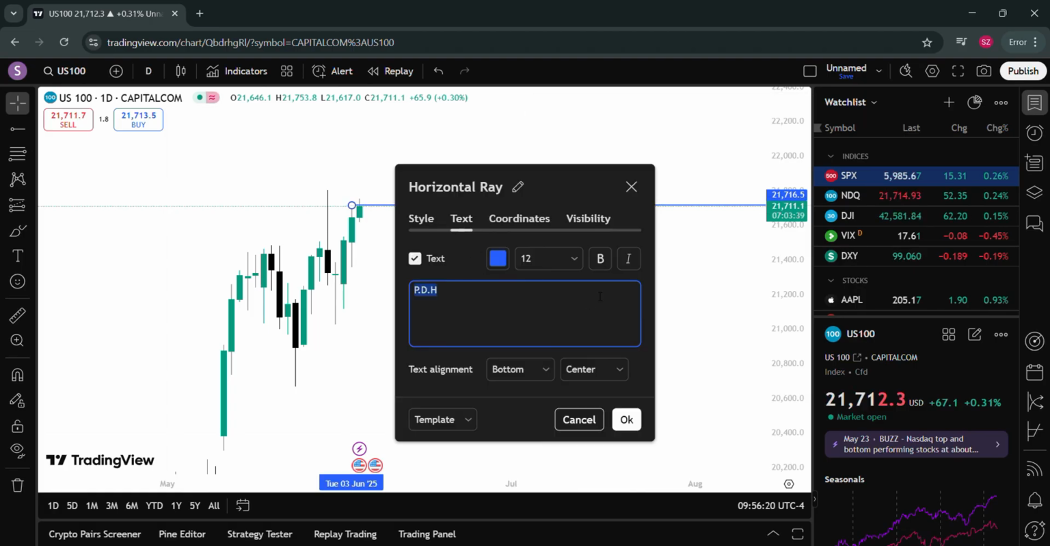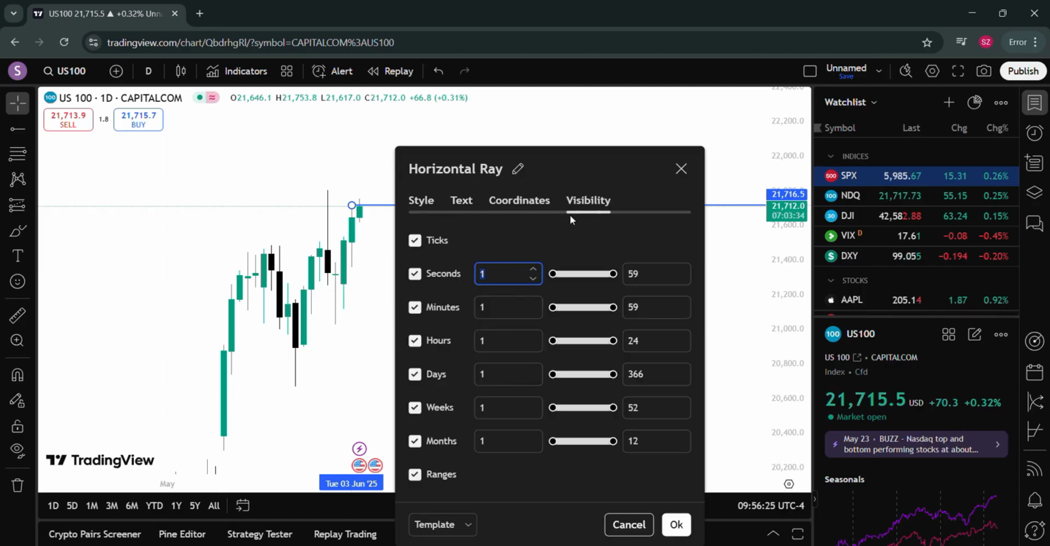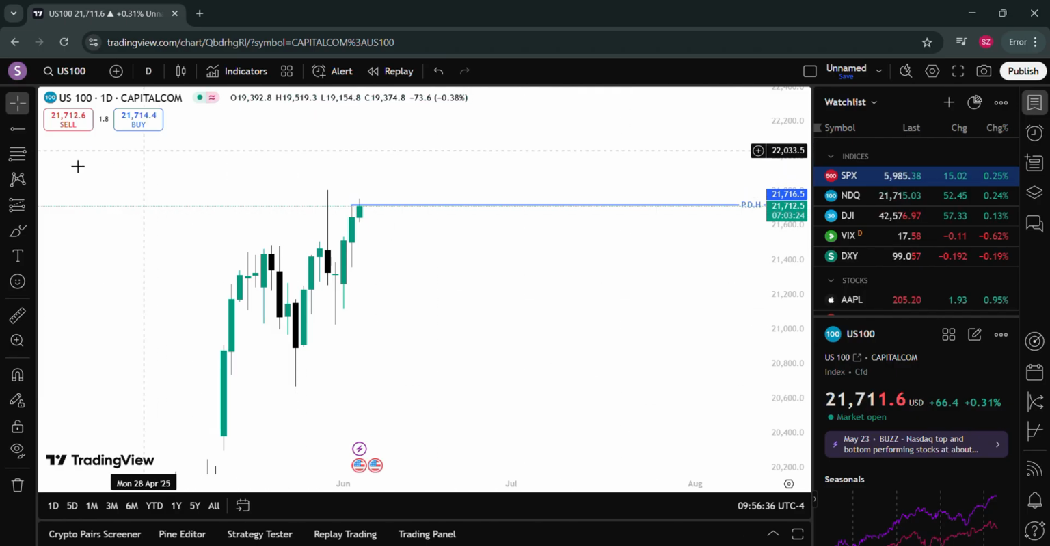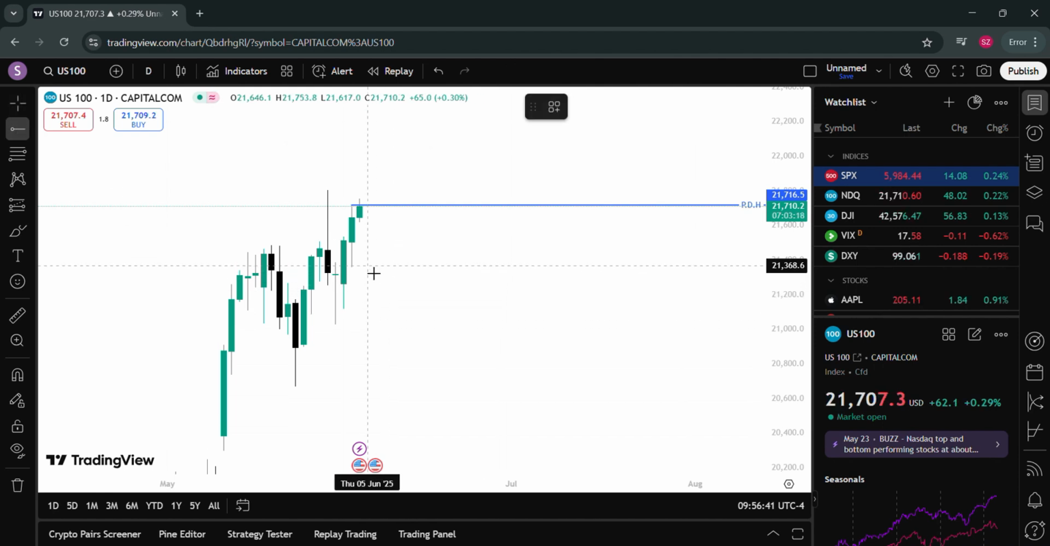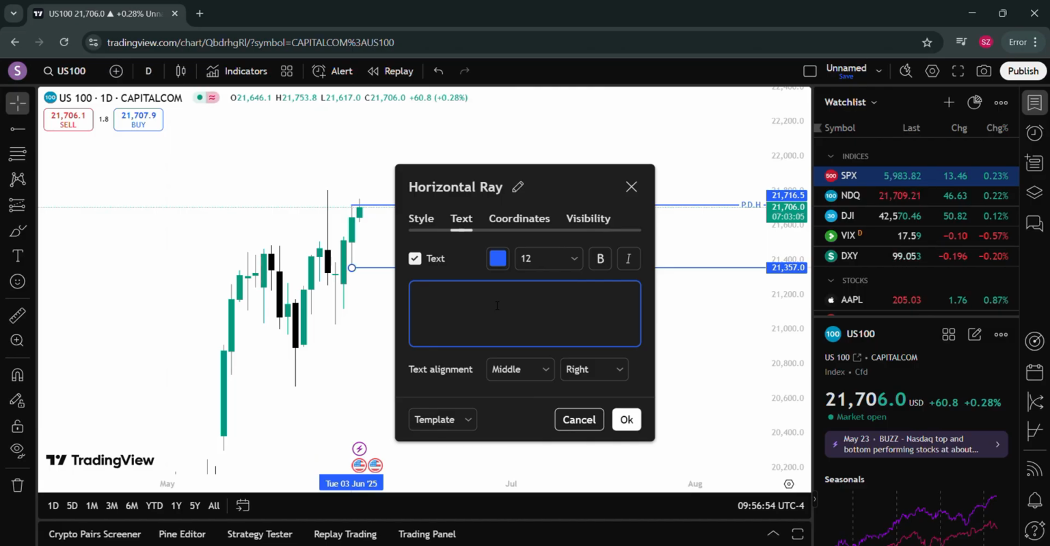I think I want the text on this side, so I'll choose the style over its visibility, plus text alignment on the right, in the middle. Yeah, that's better. And another line for the previous day low. The low is 21,357.7, and here it is. I'm also gonna mark it PDL, meaning previous day low.